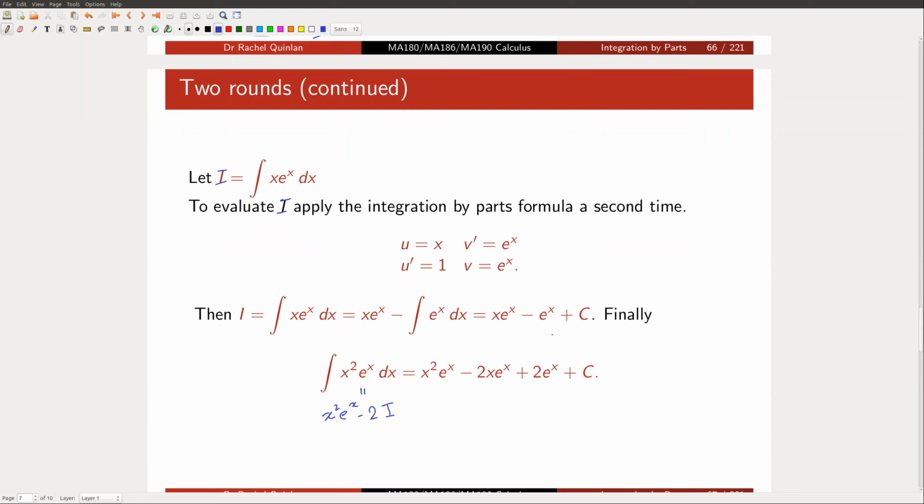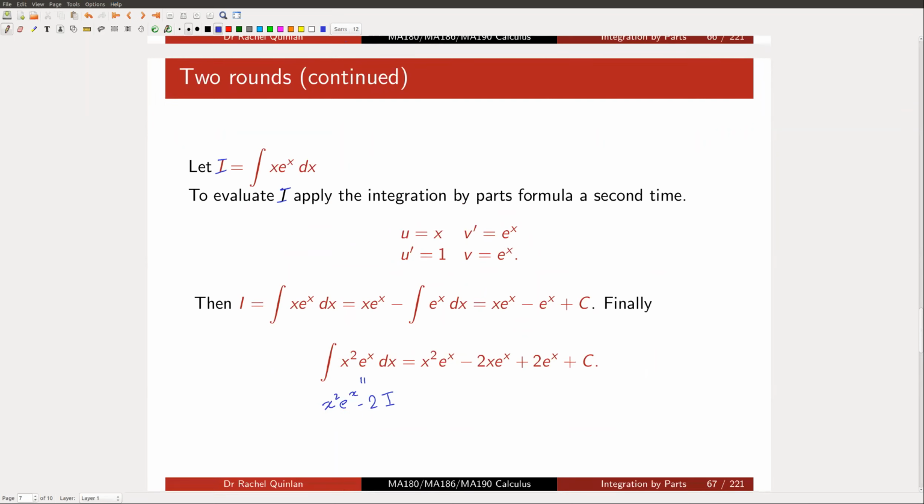So it's another very typical scenario where a second round of integration by parts might be needed to simplify the original problem enough that you can actually solve it directly. But that's one that we can do. Obviously there's nothing really special about 2. If it was x cubed e to the x, the first round would reduce it to x squared, the second to x, and the third one to just 1.